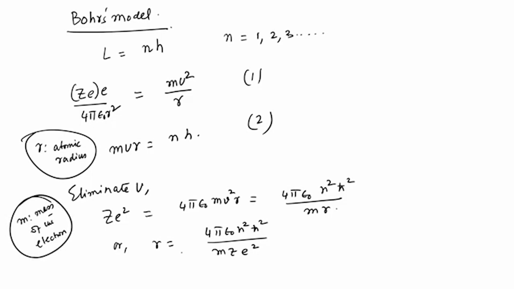So, this is the atomic radius, and you see very nicely that it depends on the quantum number n, where n equal to 1, 2, 3 etc. So then v, the velocity, becomes equal to n h cross by m r, which is equal to 1 over 4 pi epsilon 0, Z e square over n h cross, and that is the velocity or the speed of the electrons.